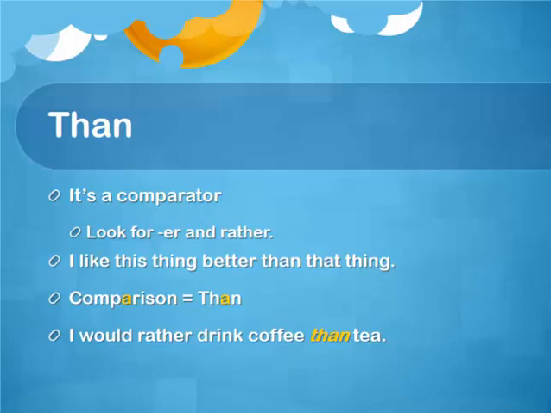And again, because it compares, it's I like this thing better. There's your ER word. I like it better than that thing. The A in comparison and the A in than is one way to kind of keep things straight. And so then our example sentence is, I would rather drink coffee than tea.